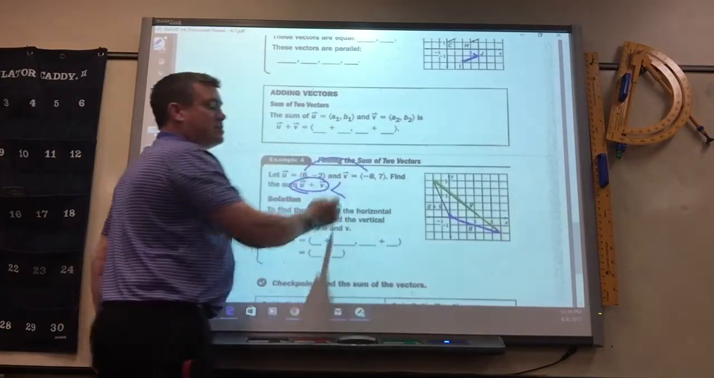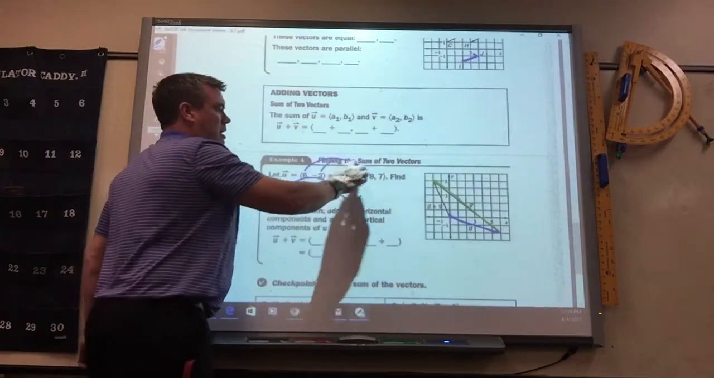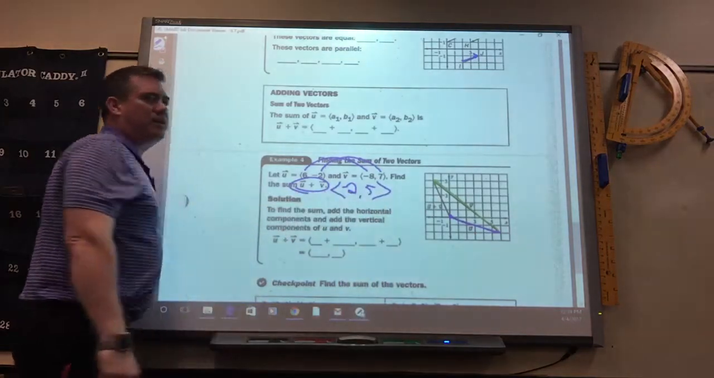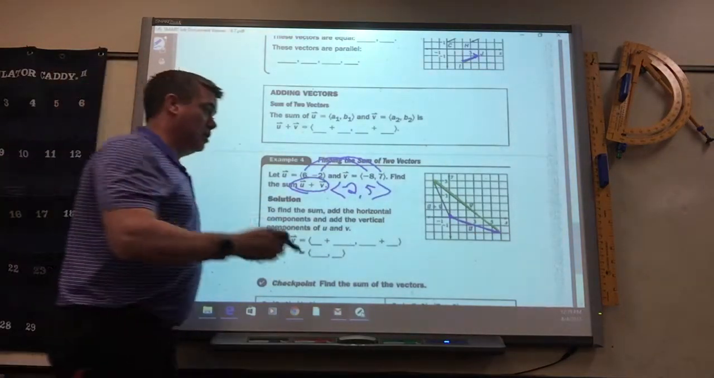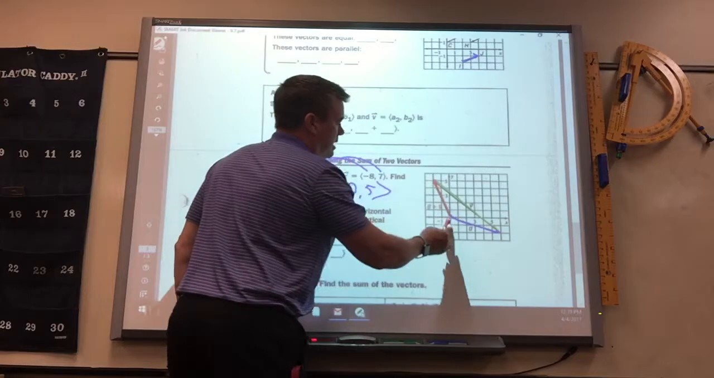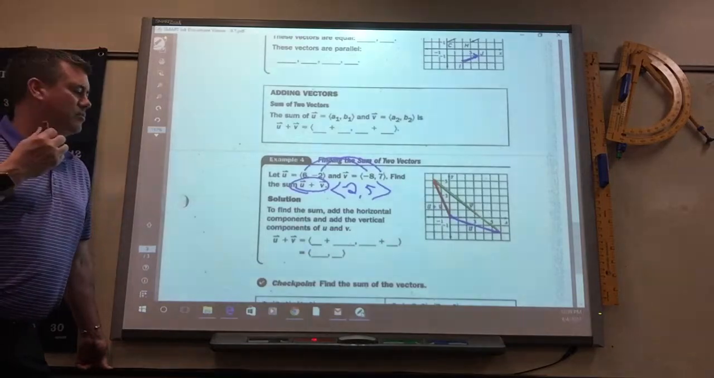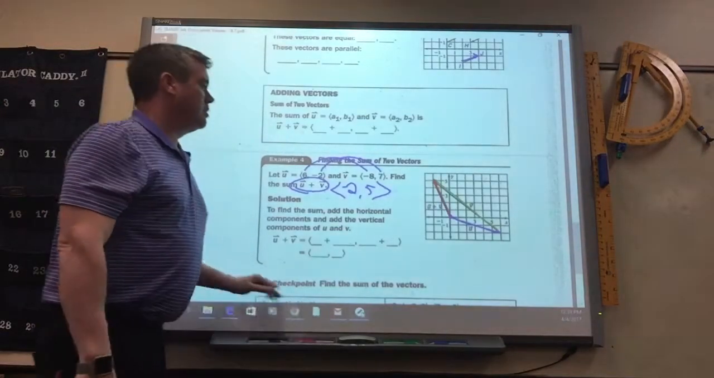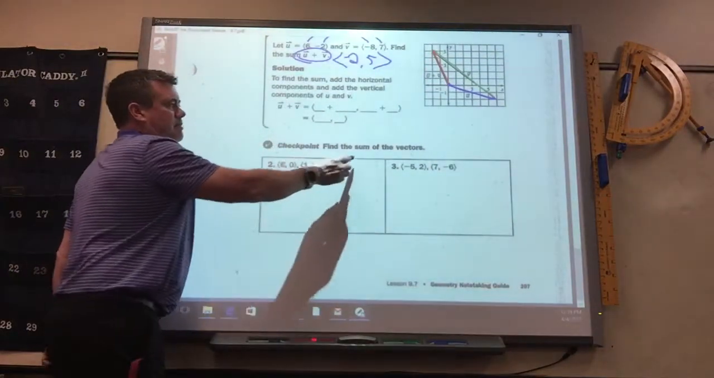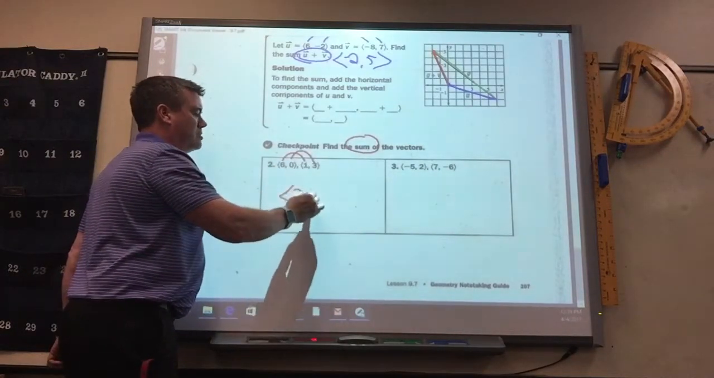all you got to do is add the x's. 6 plus negative 8 is negative 2. And then negative 2 plus y, or 7, is 5. So that's how you add vectors together. Which, if you look, if they would have just flown right from here to where they ended up, it's left 2 and up 5. Okay? So, when it's like this, to find the sum of vectors, you just add the x's, add the y's.